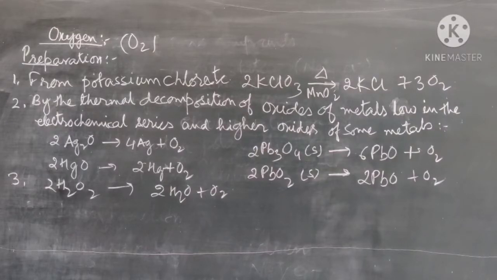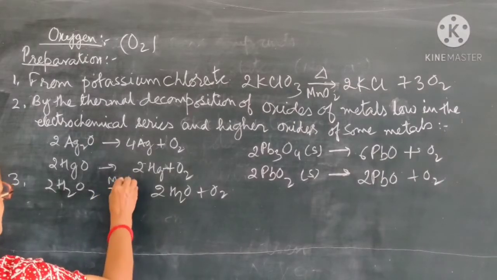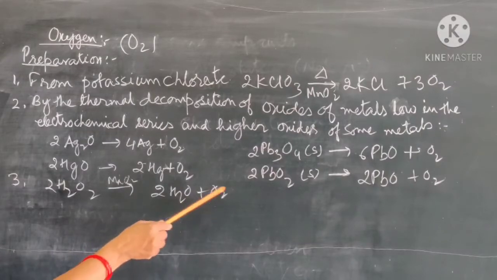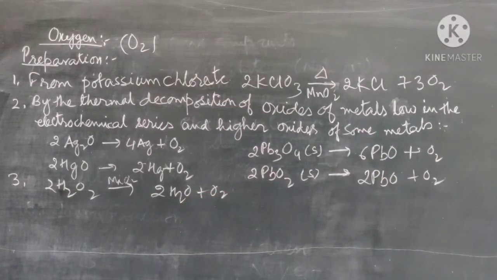Now the third, we can prepare it from hydrogen peroxide. Hydrogen peroxide is thermodynamically unstable and is easily decomposed into water and oxygen. When we use a catalyst, the reaction is sped up in the presence of manganese dioxide. When a small amount of manganese dioxide is added, the hydrogen peroxide breaks down into water and oxygen. So we can prepare oxygen by the decomposition of hydrogen peroxide into water and oxygen.